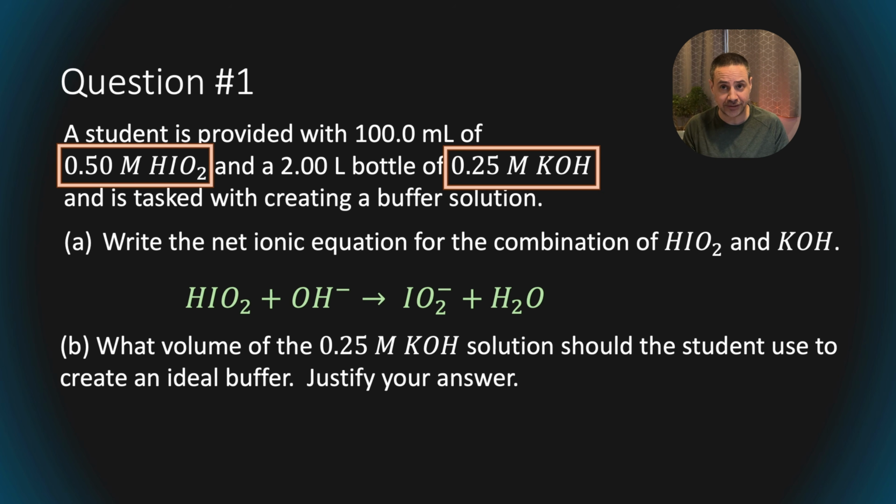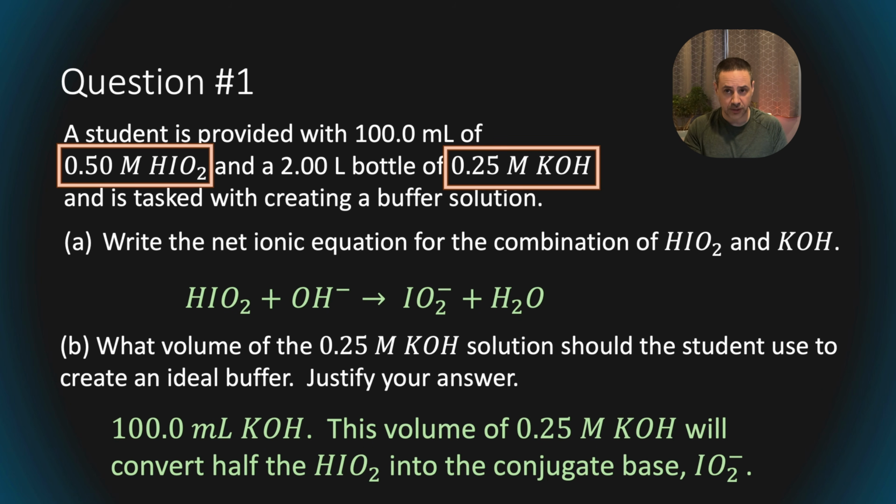We established to create this buffer, we need half as many moles of KOH as we do HIO2. Don't worry about the calculations. Think about it. If the concentration is half for the strong base, that means for every milliliter of each we mix together, we're getting half as many moles of KOH as we have HIO2. If I want to put in half as many moles of KOH, I need the same volume of both of these two solutions. The volume in the problem was 100 milliliters of HIO2, so we need 100 milliliters of KOH to go with it.